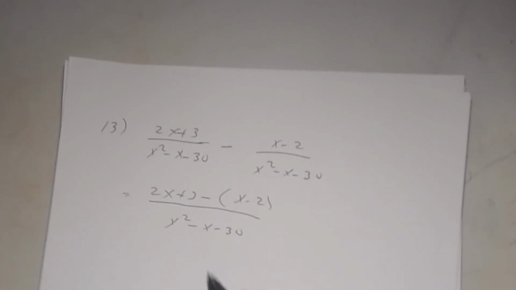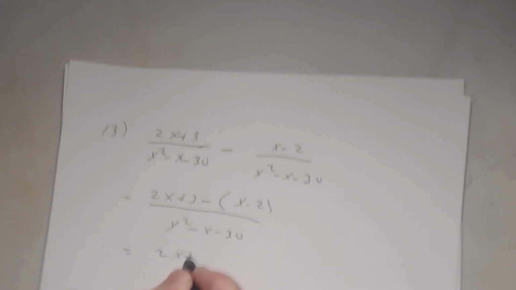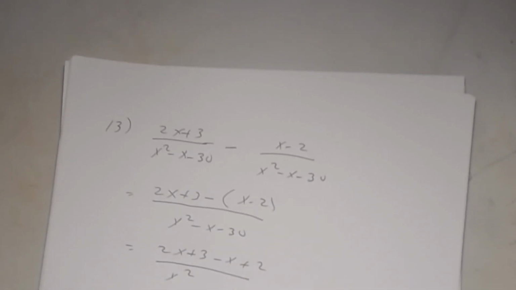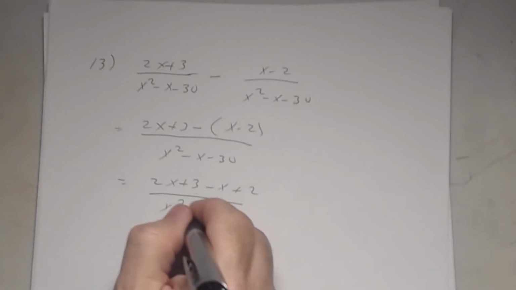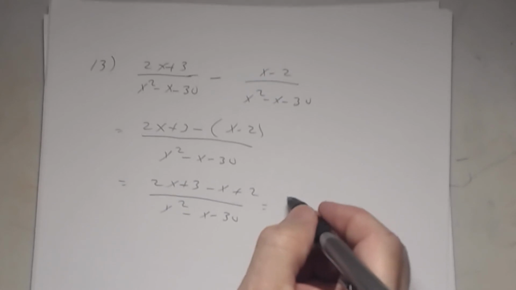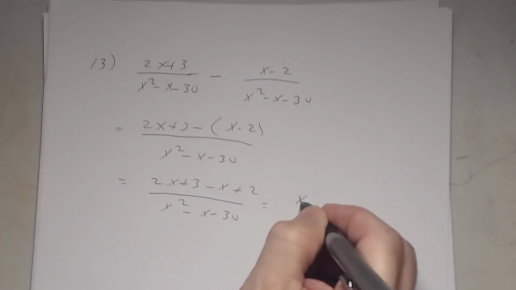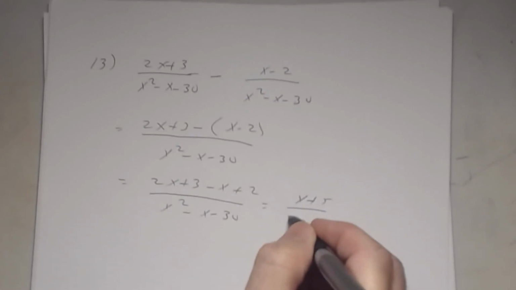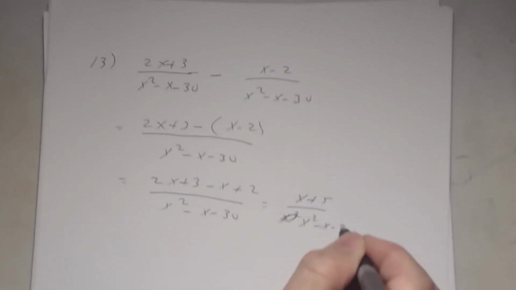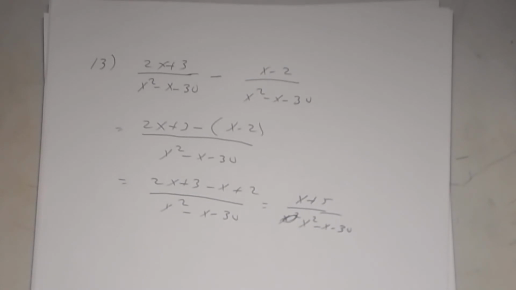Now let's get rid of the parentheses. You would get 2x plus 3 minus x plus 2 divided by x squared minus x minus 30. What's the next step? Combine like terms. What's the numerator? x plus 5, divided by x squared minus x minus 30. Now, is that the answer?